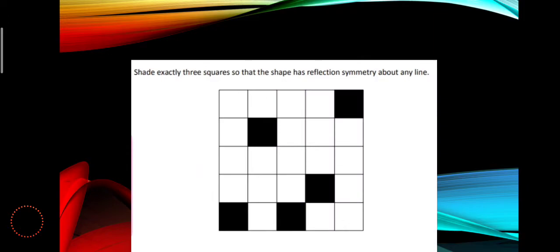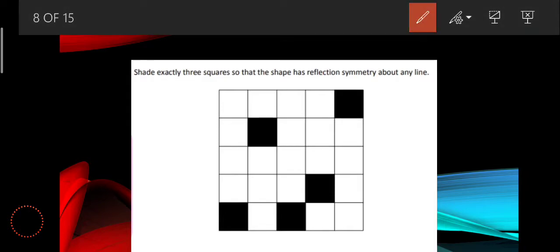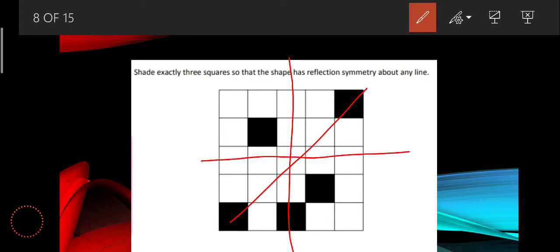Now look at this figure. Here some shaded boxes are there and some are not. What you have to do is choose one line of symmetry. It could be any. Suppose you want to draw a line of symmetry like this, or suppose you want to take this line of symmetry. You can take any line of symmetry, but make sure that you take only one.